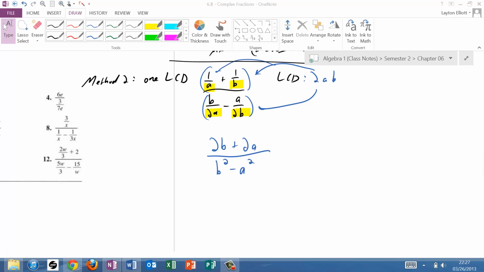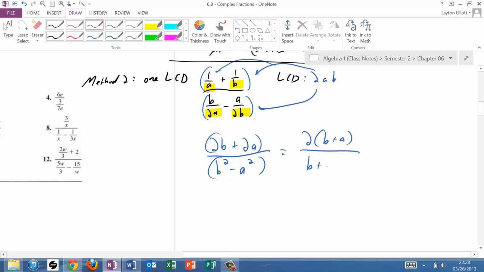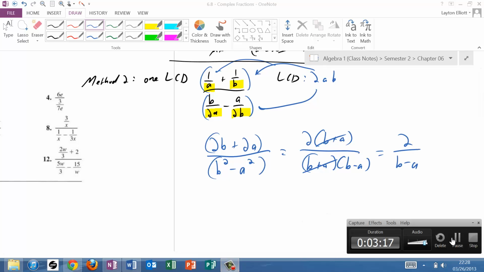So then I'm just left simplifying this. Well, factor the numerator, factor the denominator. Numerator, I get 2 times B plus A. Denominator, I have B plus A times B minus A, and I'm again canceling a B plus A, and end up with 2 over B minus A.